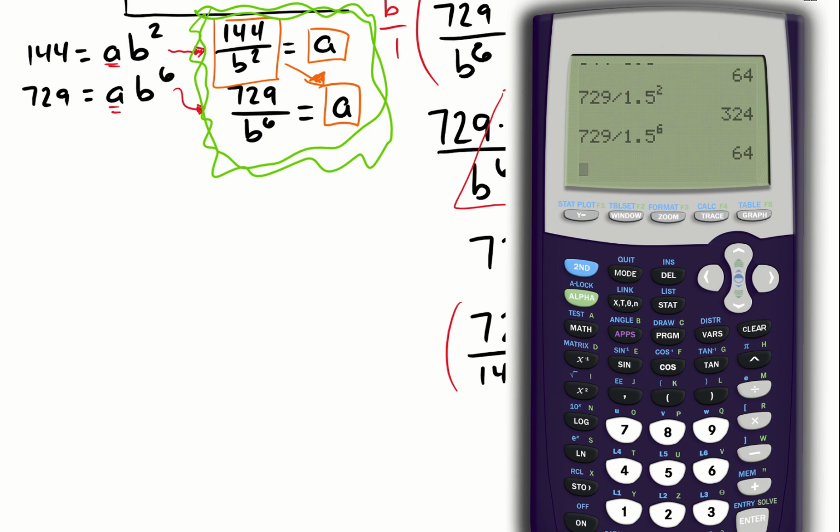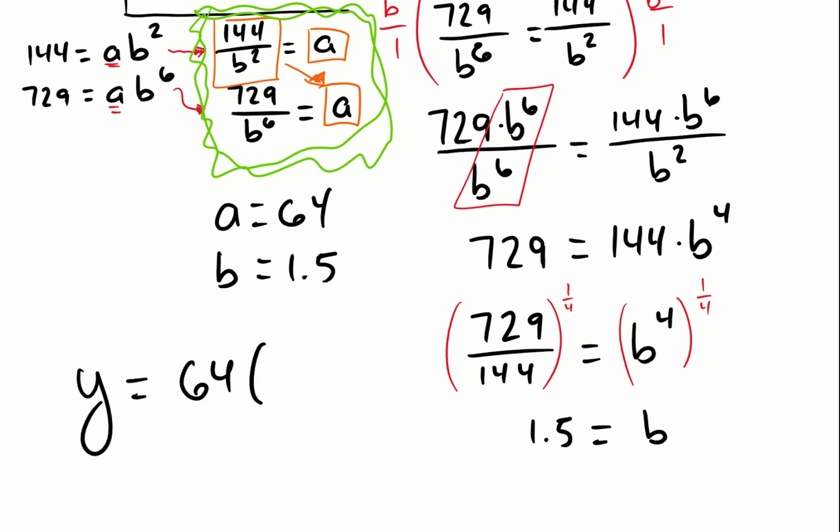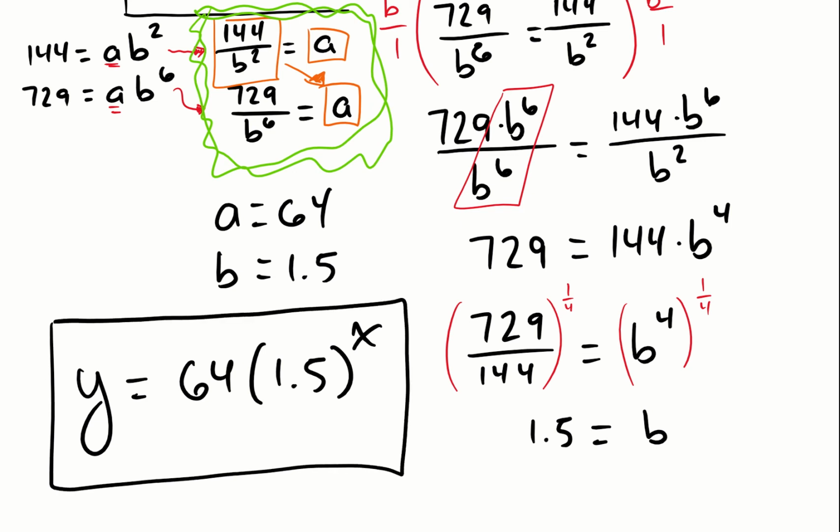So luckily that means that we know both a and b. We know that a is the number 64, b is the value 1.5, which is 3/2, but I'm happy with 1.5 also. So the equation that we're looking for is y is equal to 64 times 1.5 raised to the x power. So that's just a single example, and we'll probably come up with some more of those.